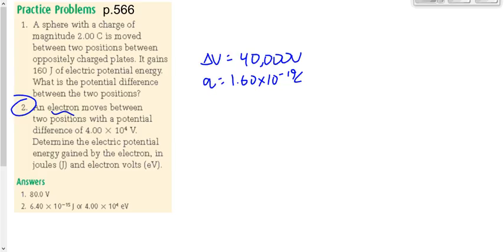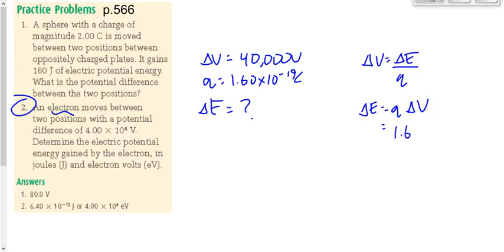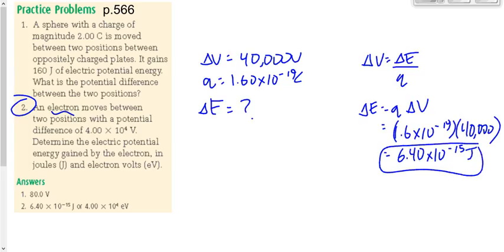We're looking for the energy gained. The potential difference is 40,000. The potential energy difference is what we're looking for here. So we're going to rearrange the equation. Delta V is equal to delta E over Q. We get delta E is equal to Q times delta V. And what do we get? 1.6 times 10 to the minus 19 times 40,000. What do we get there? 6.40 times 10 to the negative 15 joules. There's our answer in joules.